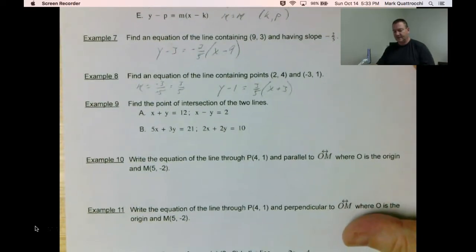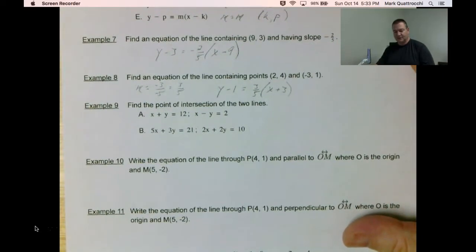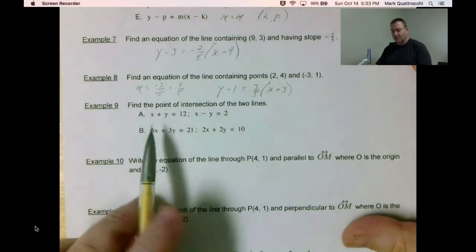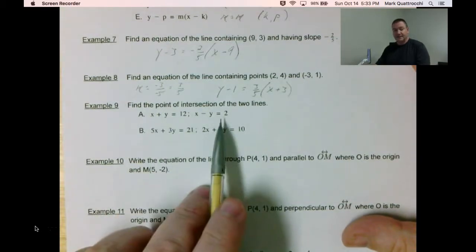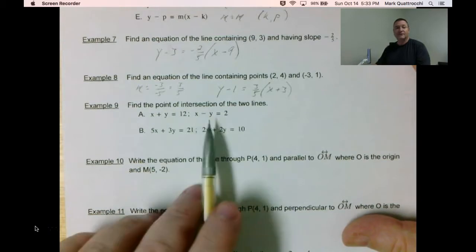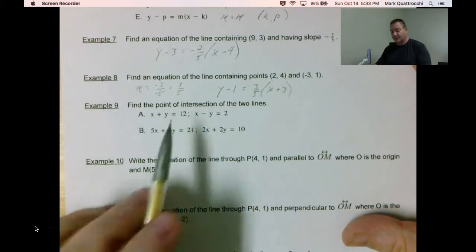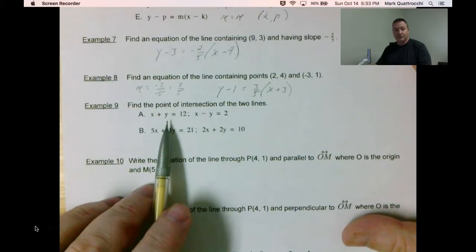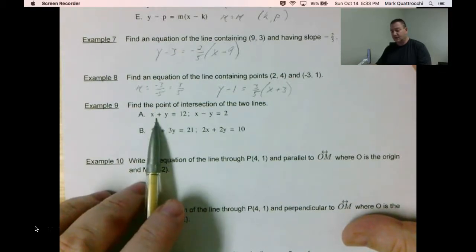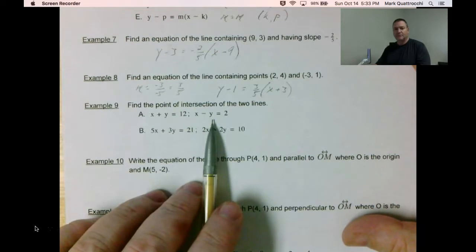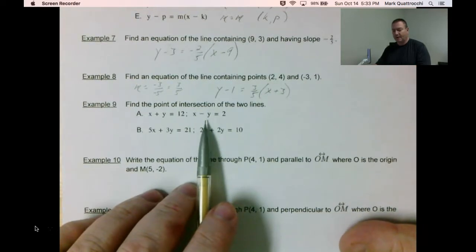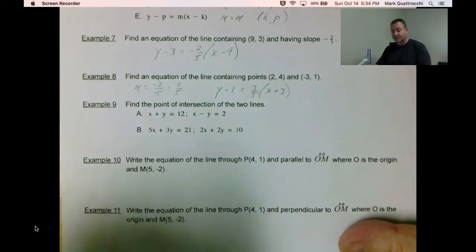In example 9, find the point of intersection of these two lines. So what we need to do is set them equal to each other or solve this system. If we can set them equal to each other, that's great. Or we can use combination. I'm not going to use combination because you might not remember that one from Algebra 1, but you definitely remember substitution.